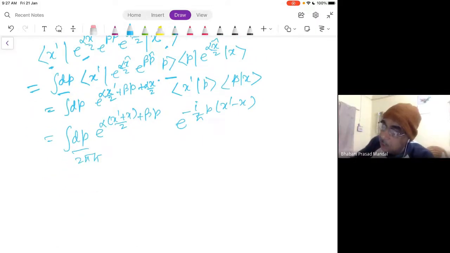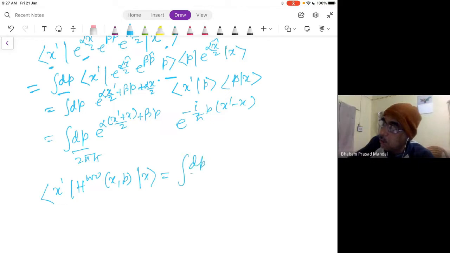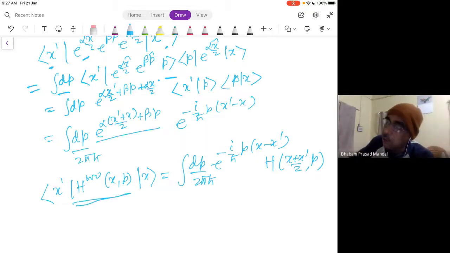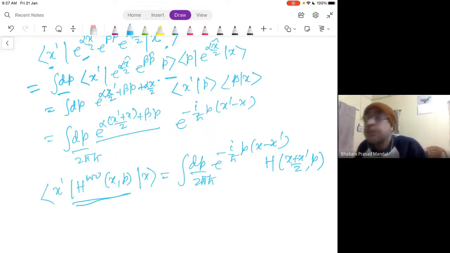So I can write immediately x prime, H Weyl ordered in x and p, x, will be the integral dp over 2 pi h cut, e to the power minus i by h cut p (x minus x prime). H will be now a function of (x plus x prime) by 2, because you can see the midpoint prescription, times p. So instead of the exponential, I just replace the Hamiltonian, because this is the most general function, so it is true for the most general function, so it will be true for the Hamiltonian. So this is the idea. Okay, any question on this?